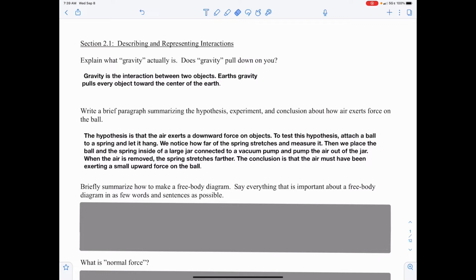We notice how far the spring stretches and measure it. We place that ball and the spring inside a large jar, connect it to a vacuum pump, and pump the air out of the jar, creating a vacuum. When the air is removed, the spring stretches farther. The conclusion is that the air must have been exerting a small upward force on the ball. My apologies, that's a typo right here. That should be upward.